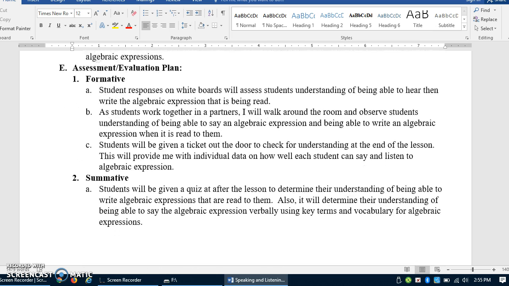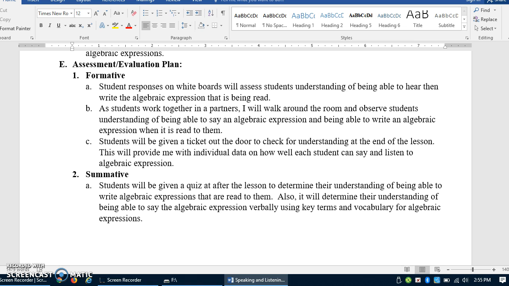So like I said, for formative assessment, there are whiteboards, students working together, me walking around and observing them, and the take it out the door, which is great formative. For a summative assessment, I would provide a quiz after the lesson to determine their understanding of being able to write the algebraic expressions that are read. I will also determine their understanding of being able to say the algebraic expression verbally using key terms and vocabulary.